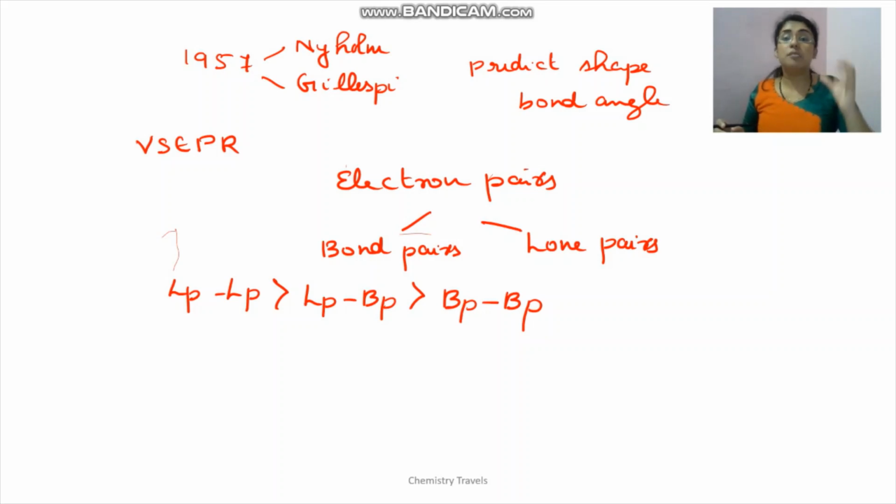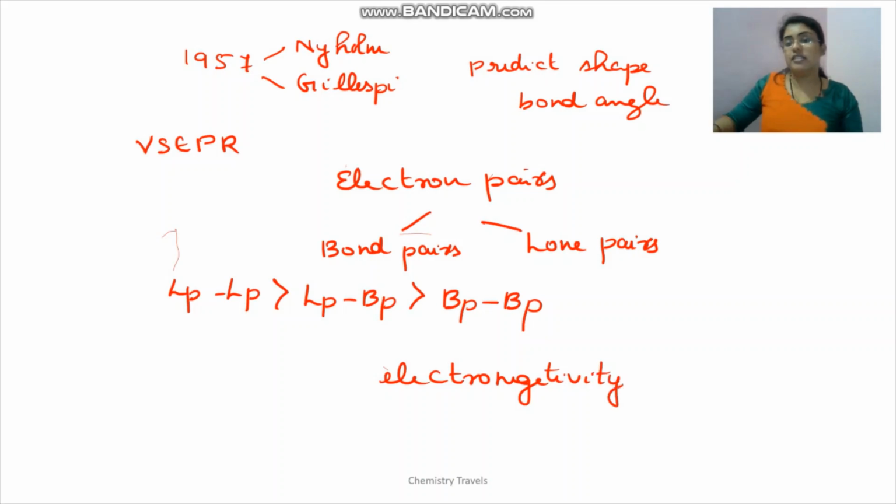And the repulsion between the bond pairs depends on another factor, which is the electronegativity difference between the central metal atom and the surrounding atoms. The bond pair repulsion would depend on the electronegativity difference between the central metal atom and its surrounding atoms. Clear?